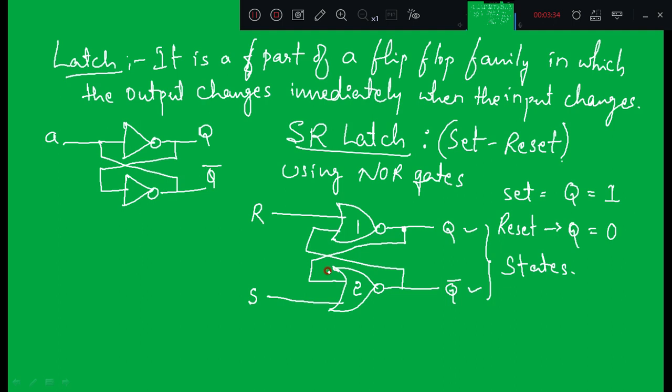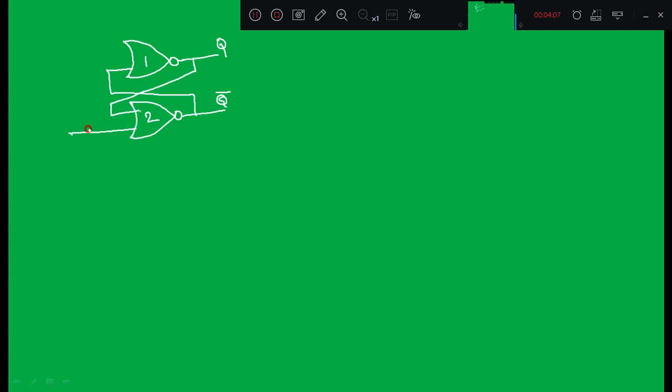Next we will operate that SR latch and see its operation. Here I'll redraw that circuit again, SR latch using two NOR gates. This is the first NOR gate, output is Q. This is the second NOR gate where the output is Q bar. This output is connected to the input of the other gate, and this output is connected to Q. Then this is R and this is S, right?